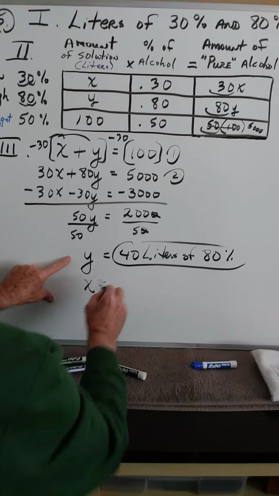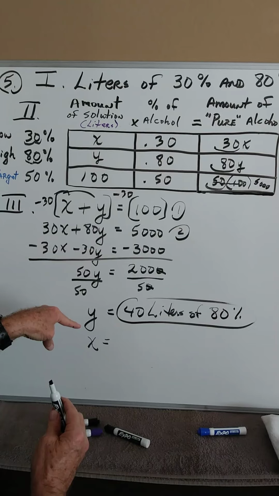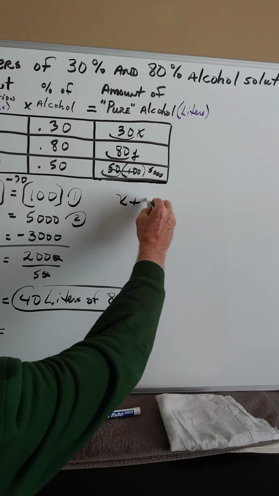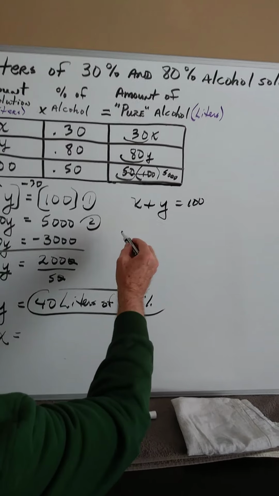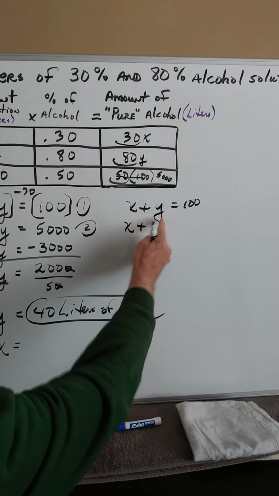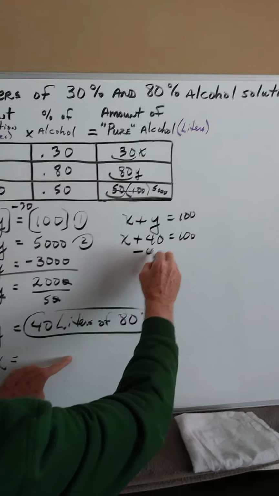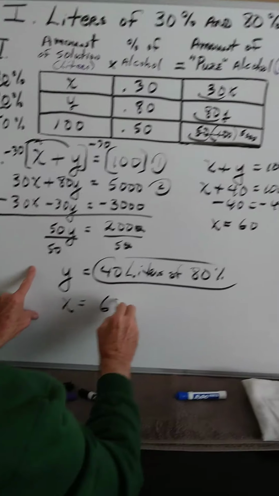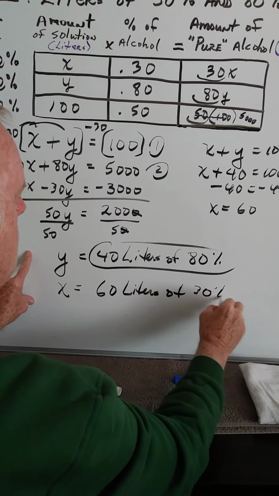Bring down the X. Get it ready. There's no better equation to take to finish off this problem than number 1, the original number 1. It's the best one to take. X plus Y is equal to 100. I suppose you could get that answer without doing any work, but I'll do the work. Bring down the X and the plus sign, and in place of Y, 40 is equal to 100. Negative 40 on both. X is equal to 60. 60 liters of the 30%.